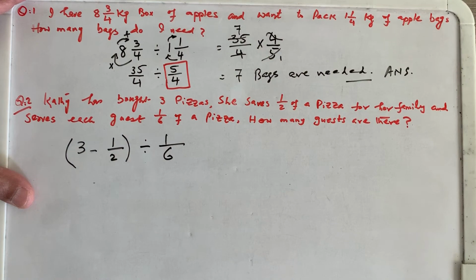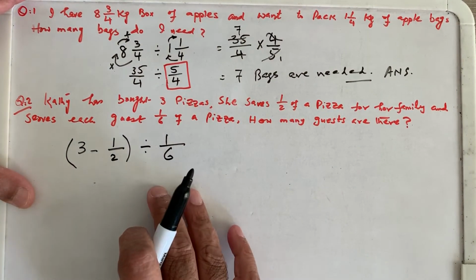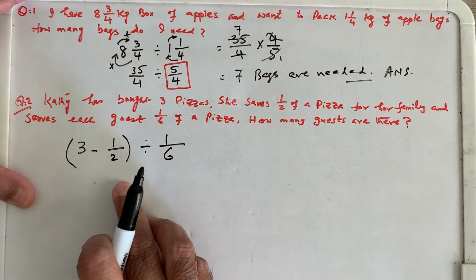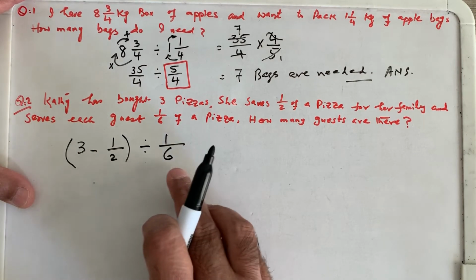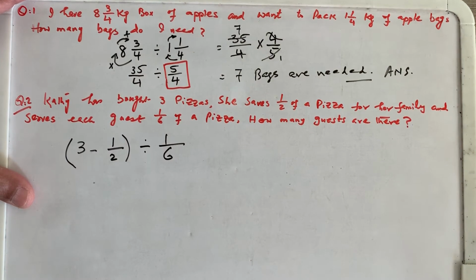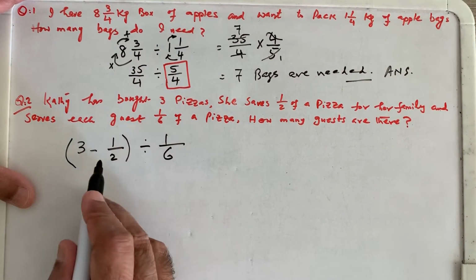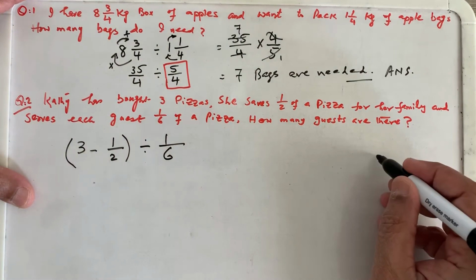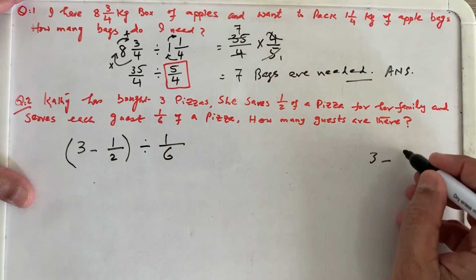You can subtract it separately or you can make the equation like this: 3 minus half, divided by 1 over 6, because she is serving 1 by 6th of a pizza to each guest. How many guests are there? First of all, we have to subtract 3 minus half.